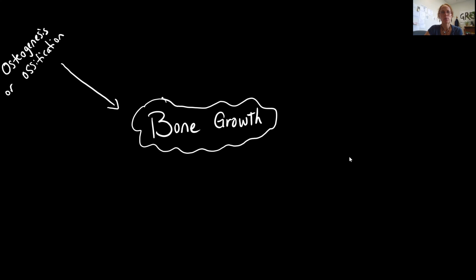Our topic for this video is how bone grows. When we're talking about bone growth, we can refer to this as either osteogenesis or ossification. Osteogenesis is really referring to the formation of new bone, while ossification is talking about turning a tissue into bone. So there's a slight difference there, but we can talk about it either way.